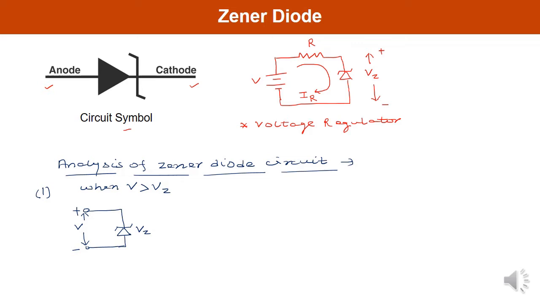In the breakdown region, an ideal Zener diode may be represented by a battery itself. It can be represented as a battery with positive and negative terminals. This is nothing but Vz. Current will be flowing in this direction, which is Iz, and V is the applied potential. This is plus and this is minus. In this condition, the Zener diode is said to be in the on state.